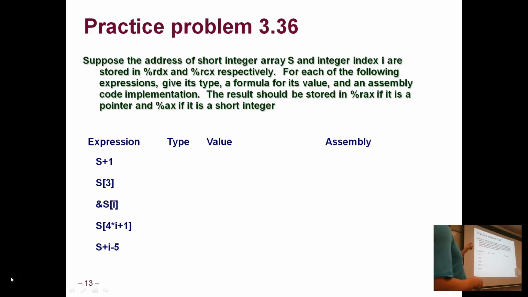So here's practice problem 3.36. Short integer array. The address and the index are in RDX and RCX respectively, just like the previous example. For each of the following expressions, give its type, a formula for its value, and an assembly code implementation, and store the result in RAX. If it's a pointer, store it in RAX; if it's actually a short, store it in AX, which is the low 16 bits of the register. Because this is a short.